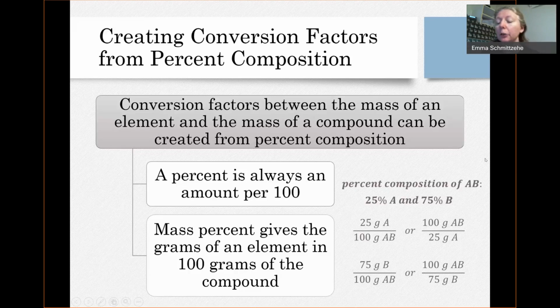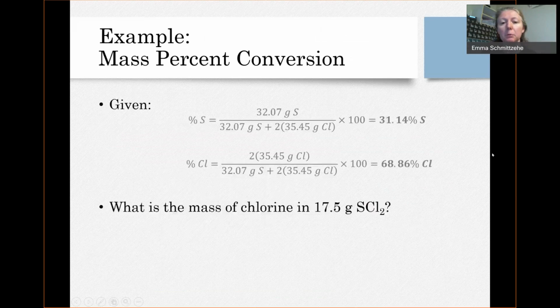So you can either calculate a percent composition of a compound on your own and then utilize it, or if that information is already given to you, you can utilize it that way. So let's look at a couple of examples of how this can be used, okay? So using a mass percent or a percent composition of a compound as a conversion.